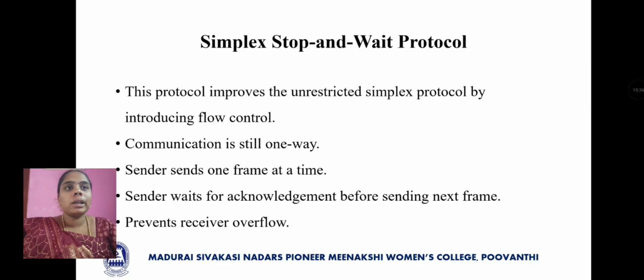For example, an online payment system has a confirmation before processing the next step. And then, it prevents receiver overflow. The protocol prevents receiver overload by allowing enough time to process each frame. A printer processes only one print job at a time to avoid memory overflow. It is a good example for this process.